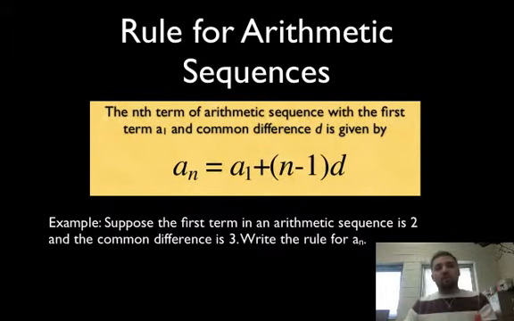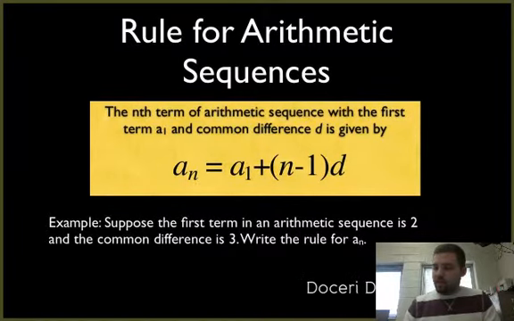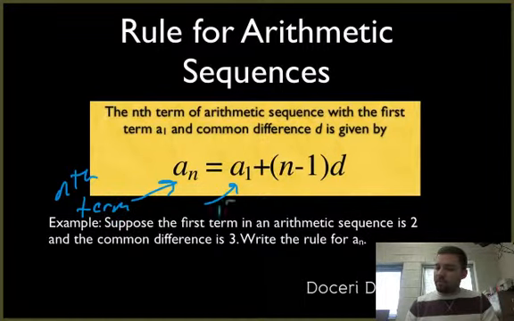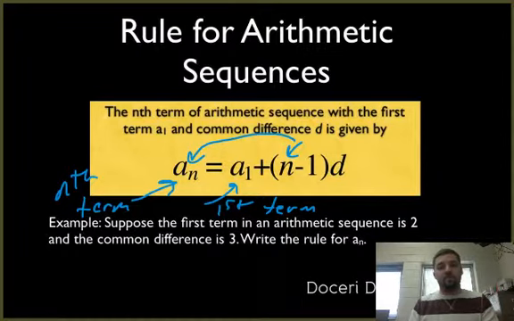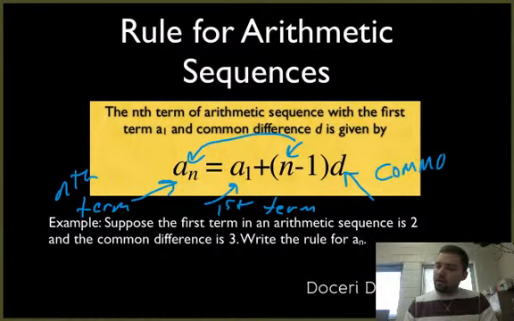Okay, here's a rule for arithmetic sequences. The nth term of an arithmetic sequence with the first term a sub 1 and common difference d is given by this formula. All right, so this is the nth term, and this is the first term. This is n. That's an index. It's the same n over here. So if I plug in a sub 15, n is 15. And then d, like we said on the last slide, is the common difference.